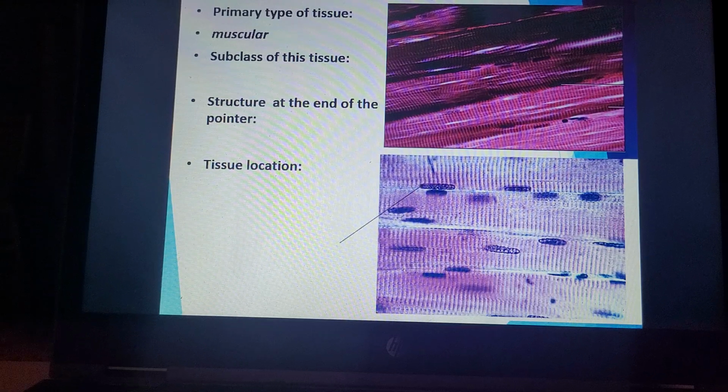Tissue type. Muscular. Subclass. Skeletal muscle. Structure at the end of the pointer. Nucleus. Tissue location. Attached to bone. That's it.